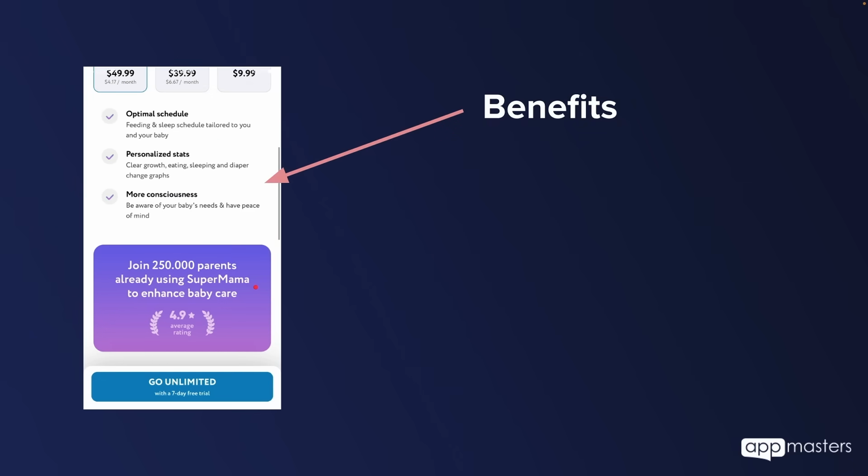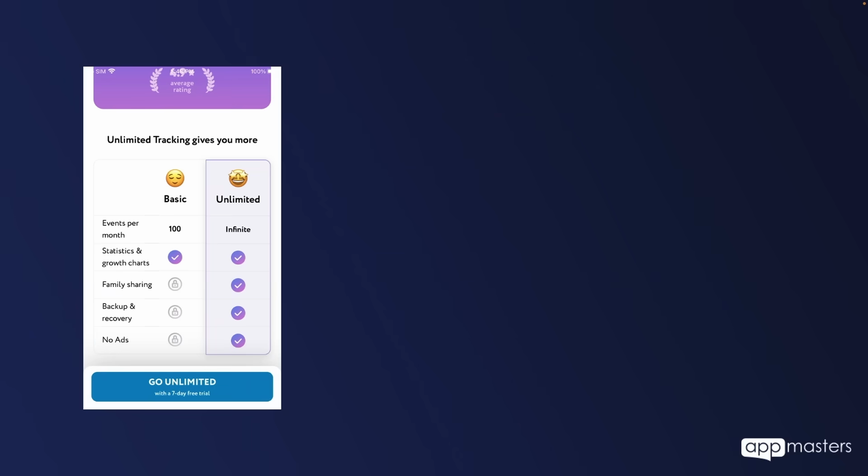All right. Next, you want some benefits. Don't lead with all the features. Have some benefits. Social proof. Right. I'm going to keep scrolling.